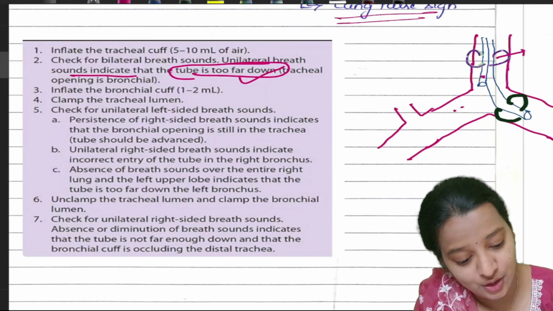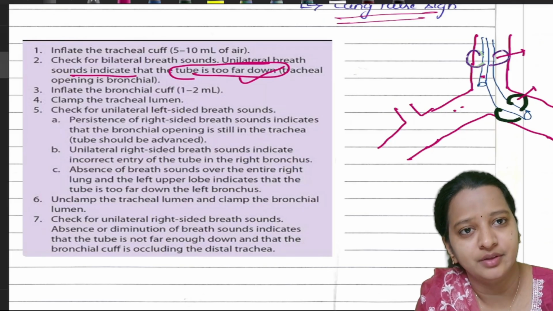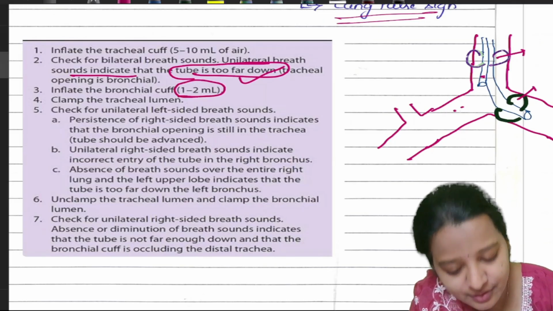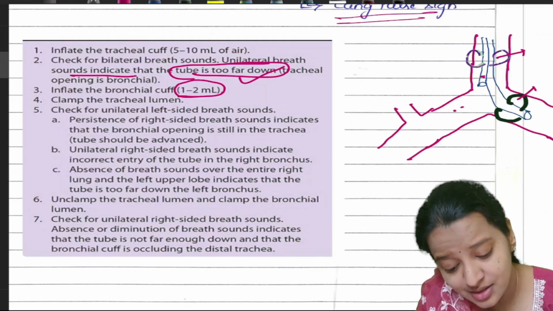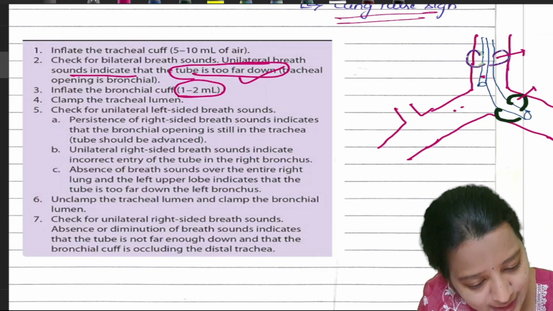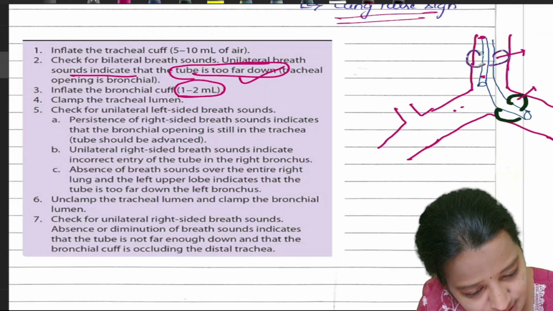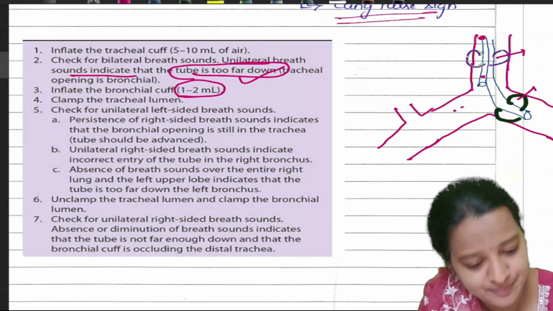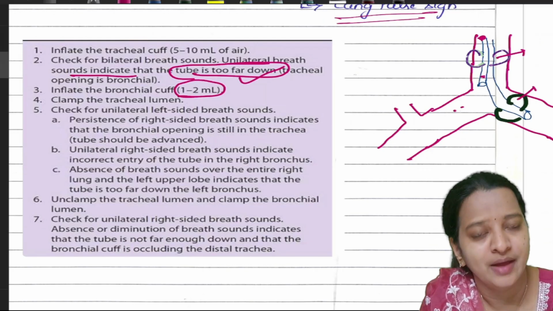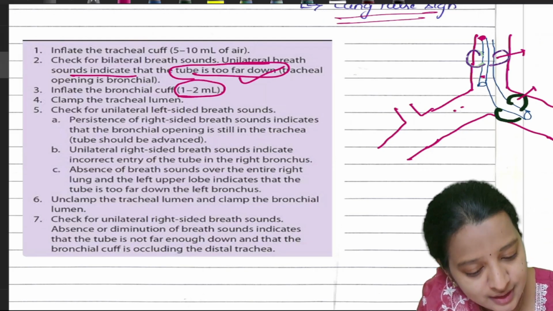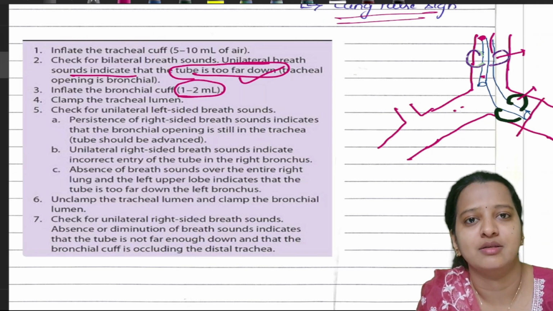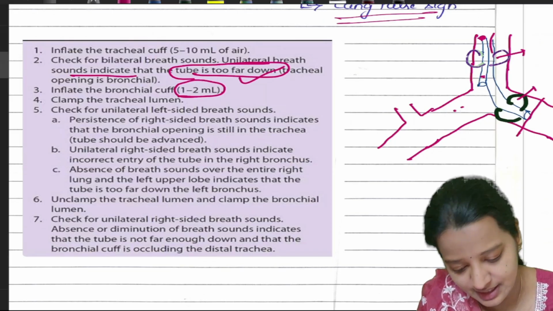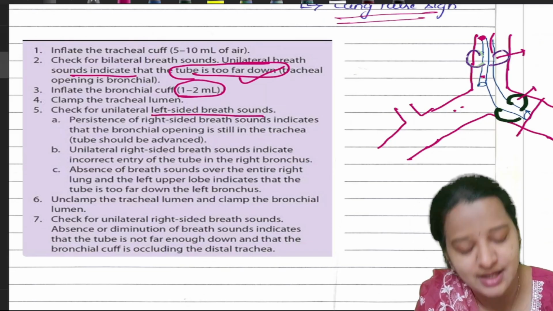What is the second scenario? Now I'll inflate the bronchial cuff. The cuff volume is lesser for the bronchial cuff. So obviously the bronchial diameter is also less, right? So now I'll clamp the tracheal lumen. See, this lumen is clamped. So there is no air entry here. And both the cuffs are inflated. We have discussed this already. The air goes here and it has to ventilate only the left bronchus. So the left lung has to be ventilated. Okay. So I have to hear left-sided breath sounds.